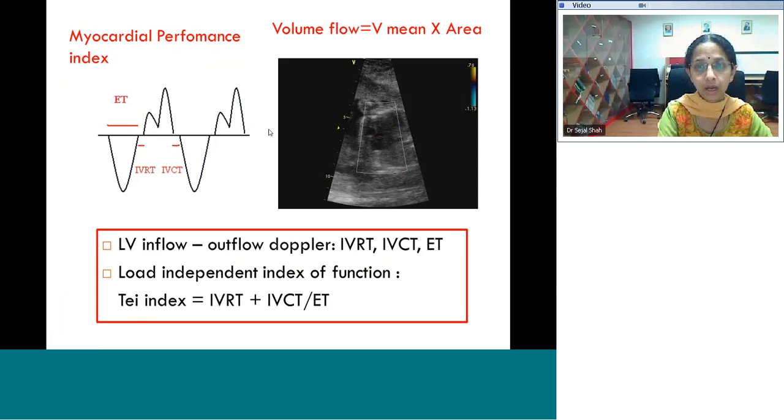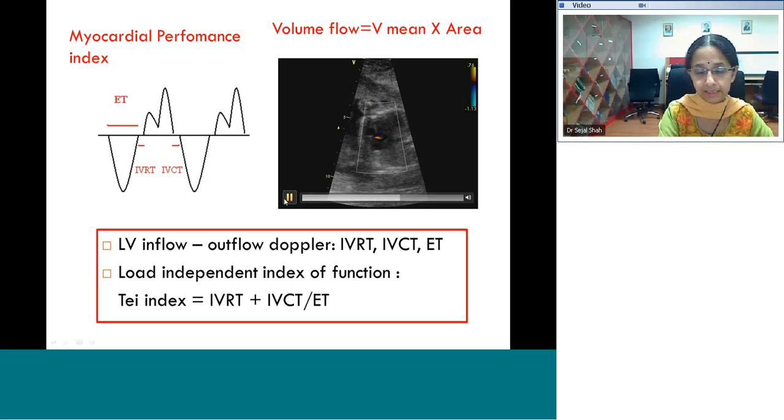Now coming down to how to calculate the volume across the fetal heart. So what we can see here is inflow-outflow Doppler. So it's a mitral inflow and the aortic outflow. You put a pulse wave Doppler there. What we are going to get is the mitral inflow and an aortic outflow. So this is where we are going to measure the ejection time, flow across the aortic valve, and the IVRT, IVCT, the isovolumic relaxation and contraction time. And based on that, we get the myocardial performance index.